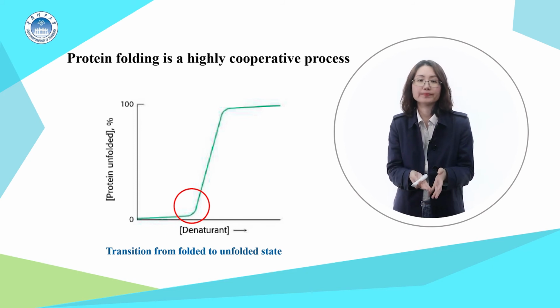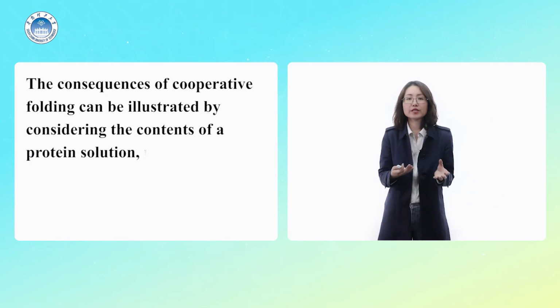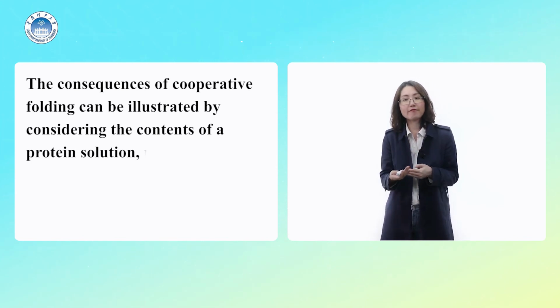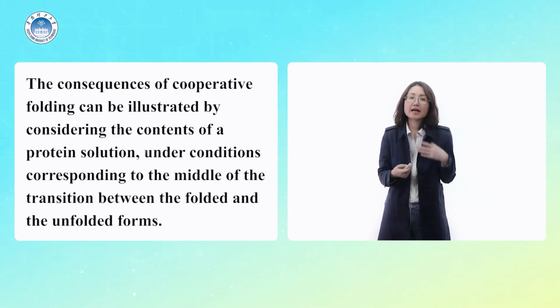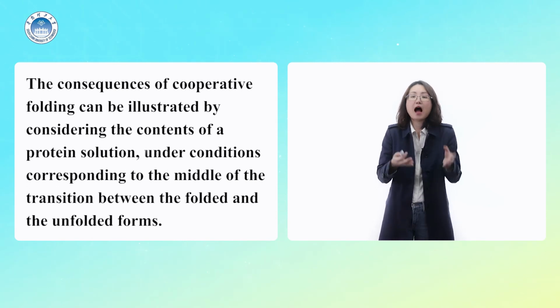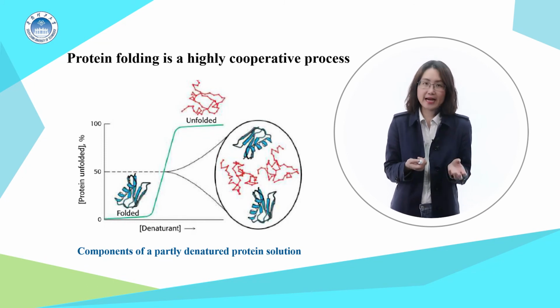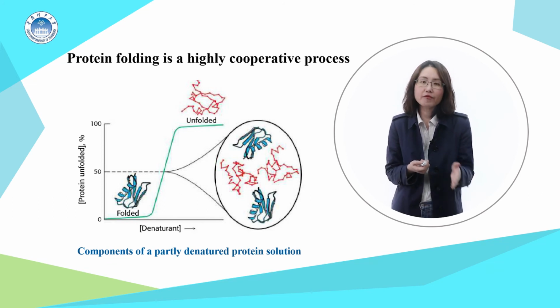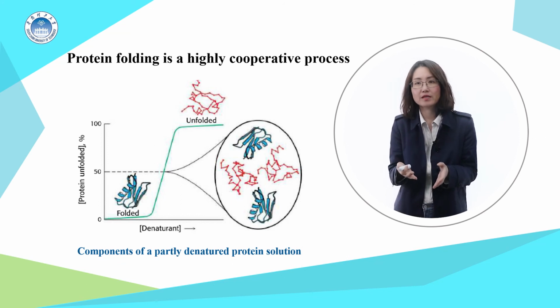cooperative transition. The consequences of cooperative folding can be illustrated by considering the contents of a protein solution under conditions corresponding to the middle of the transition between the folded and the unfolded forms. Under these conditions, the protein is half-folded, yet the solution will appear to have no partly folded molecules, but instead look as if it is a half-half mixture of fully folded and fully unfolded molecules.